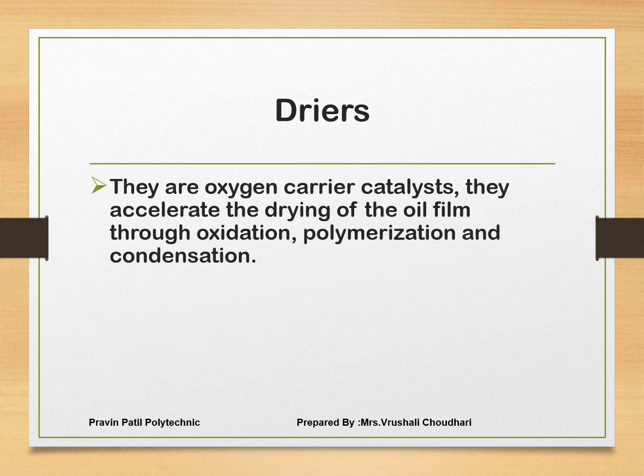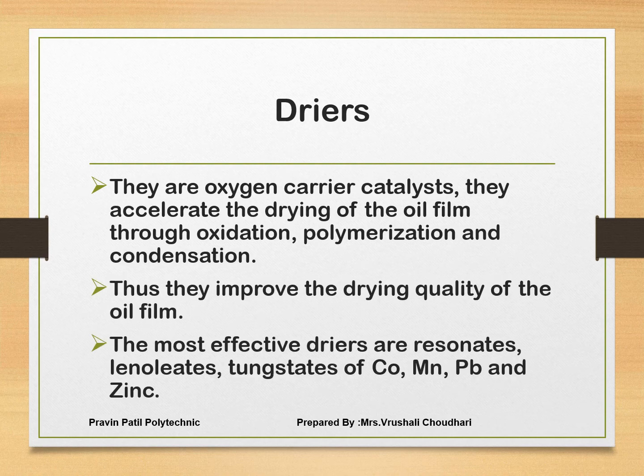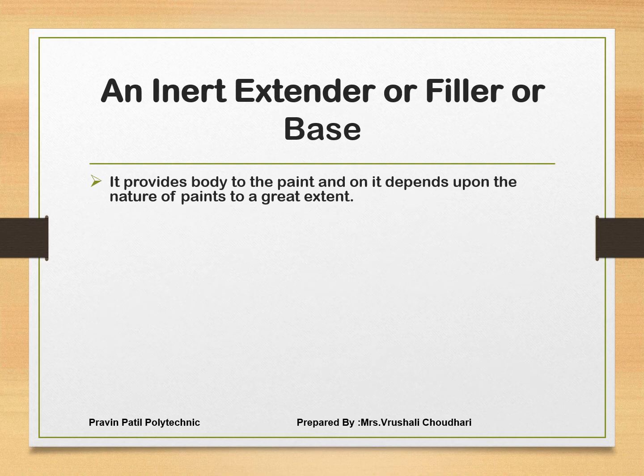Driers. These are the oxygen carrier catalysts. They increase the rate of drying by oxidation, polymerization and condensation. These are the special additives added in a paint to increase the drying speed. Effective driers are resinates, linoleates, tungstates of cobalt, manganese, lead and zinc. These examples are used in MCQs, so you have to remember all constituents along with their examples and their function. The next component is an inert extender, filler or the base.